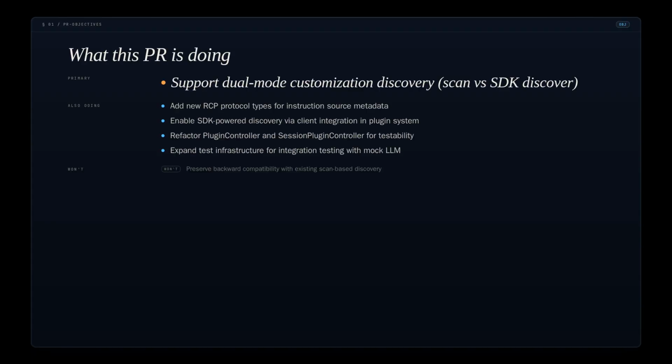The core goal here is to let the agent host choose between two discovery strategies. We're adding a new SDK-powered discover mode alongside the existing local scan. We're also expanding the RCP protocol types, wiring up client integration, refactoring the plugin controller for better testability, and beefing up the integration test infrastructure. All of this happens without breaking the existing scan-based flow.